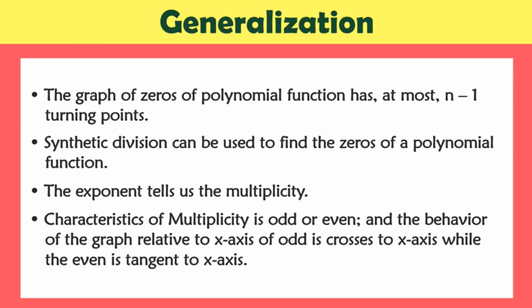Let's have our generalization. The graph of zeros of a polynomial function has at most n minus 1 turning points. Synthetic division can be used to find the zeros of a polynomial function. The exponent tells us the multiplicity. Next, the characteristic of multiplicity is odd or even, and the behavior of the graph relative to the x-axis for odd is it crosses the x-axis, while the even is tangent to the x-axis.